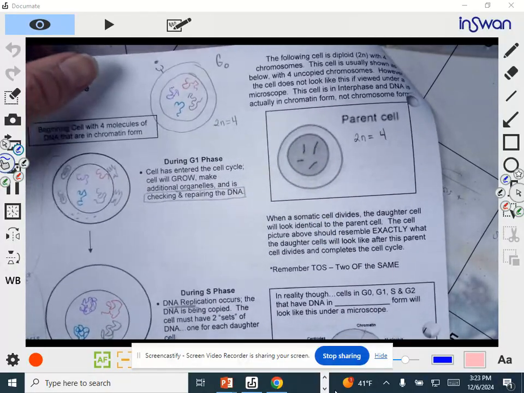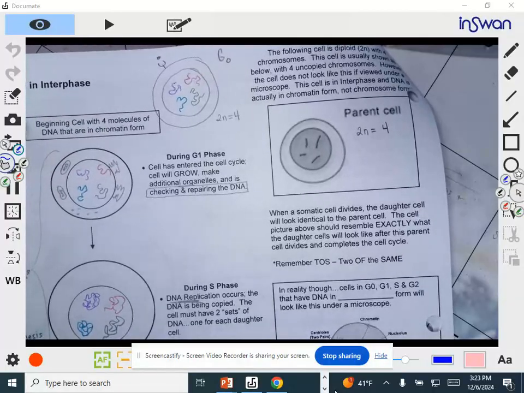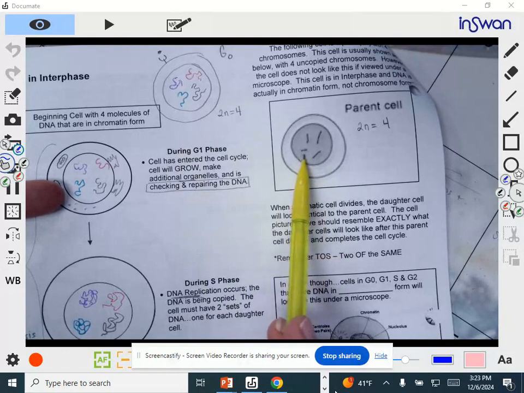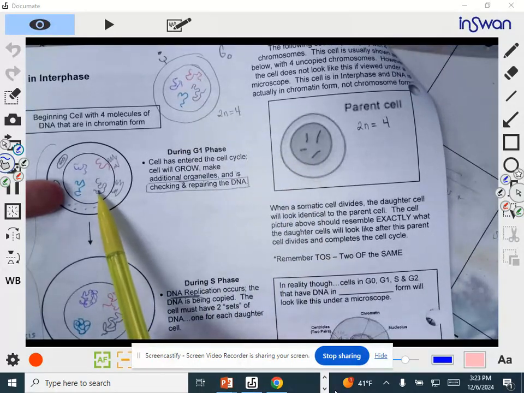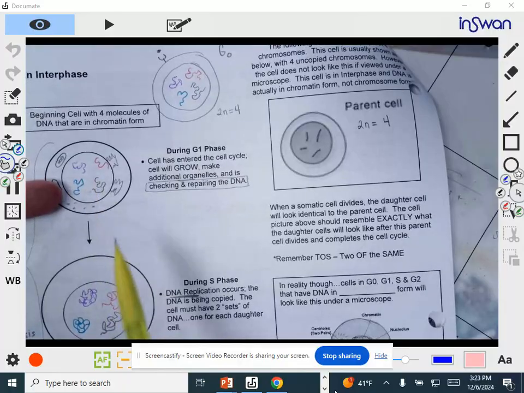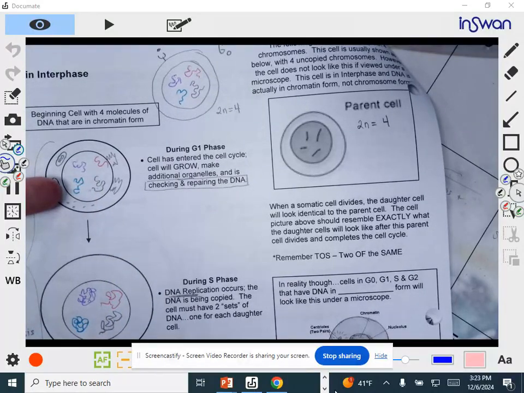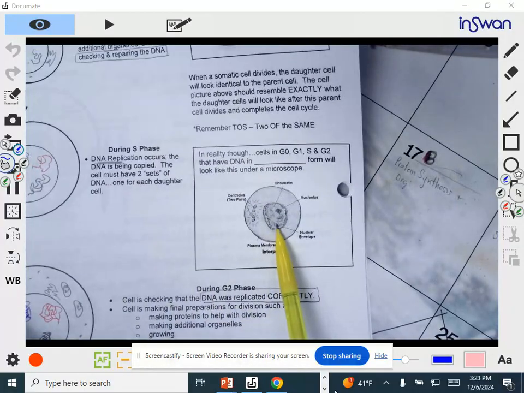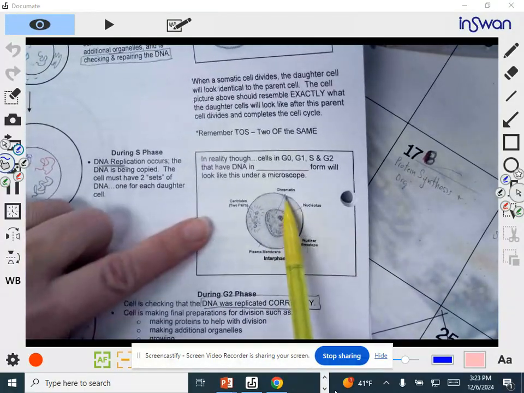Now, if you were looking at a cell in a microscope that's in G1 phase or in G0 phase, it won't look like that. It actually won't look like this in the microscope, because in the microscope you can't see DNA. You can't see DNA when it's in chromatin form. And so cells that are in G1, S, and G2, all 3 of them, they just look like this. The DNA is in chromatin form.